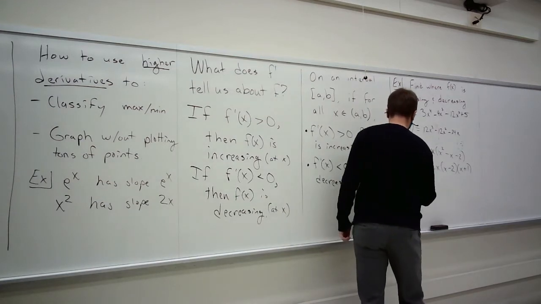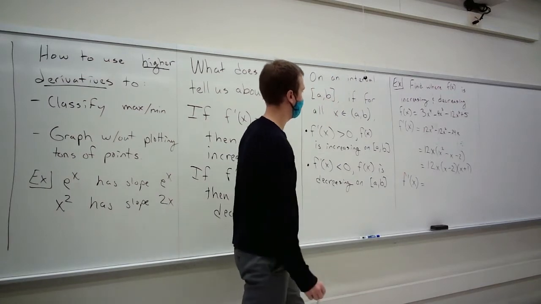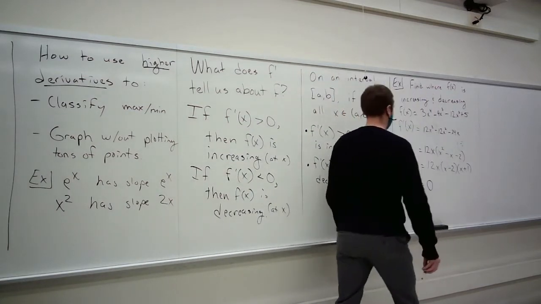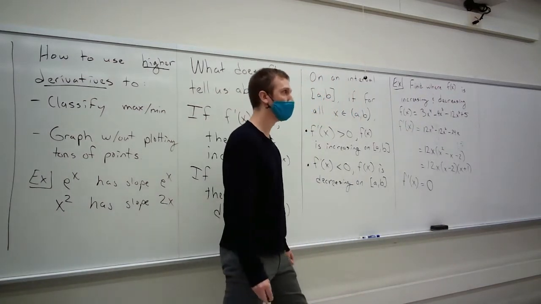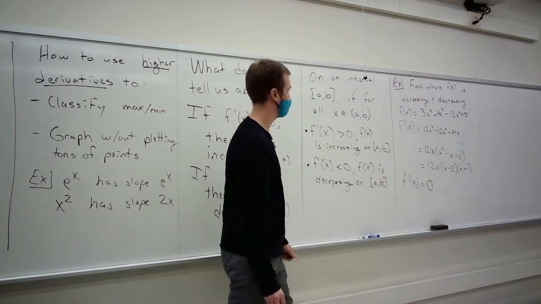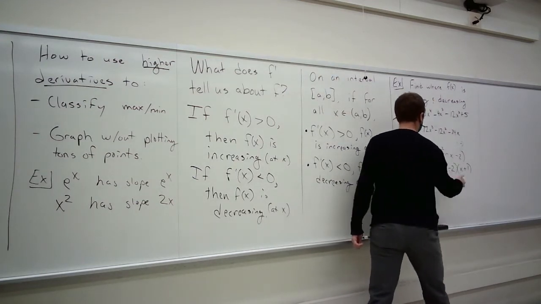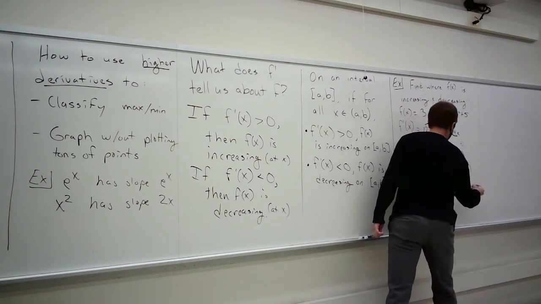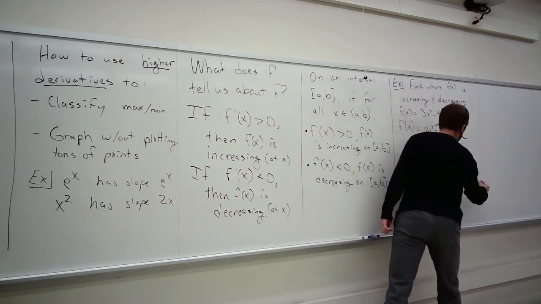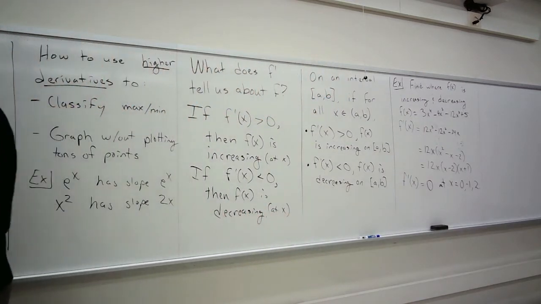Okay, so f of x has critical points. Right? It has critical points whenever this guy is 0. And that's at x equals 0, negative 1, and 2. And we learned last time that wherever you have a critical point, you might have a max or a min.